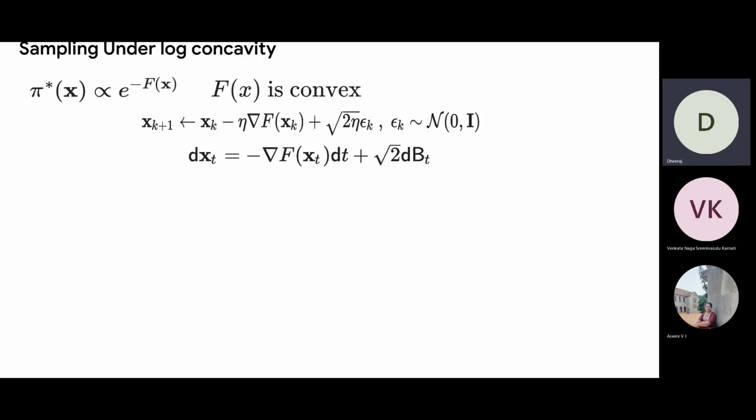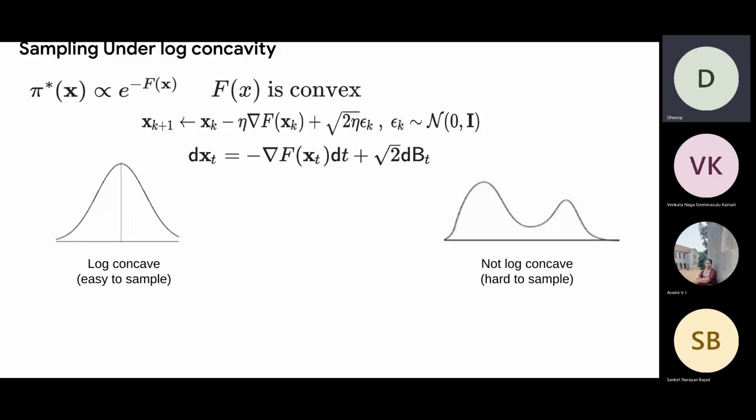Okay, so what kind of distributions are easy to sample and what kind of distributions are hard? The classical answer is, okay, if f is convex, this is like convex gradient descent plus large noise. So the distribution looks like this nice Gaussian. It's log concave, it's easy to sample, it has all the nice properties, and you can write all the nice functional inequalities and so on.